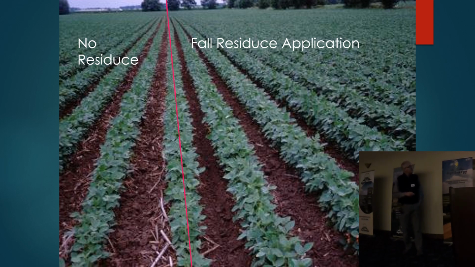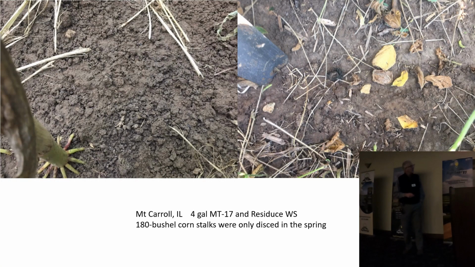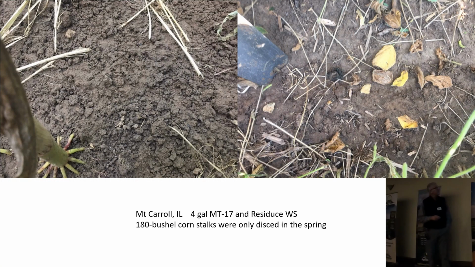So again, we showed this slide earlier, nutrient recycling with the fall residues application. This is a grower in Northwest Illinois. He used 4 gallons of MT17, which we really haven't talked about much today. It's a biological product similar to MVP, but it's geared for improving efficiency of manure applications. And he put the residues powder on with that.